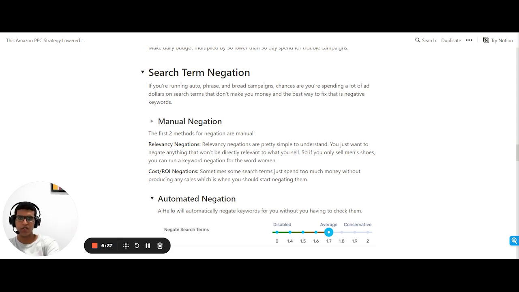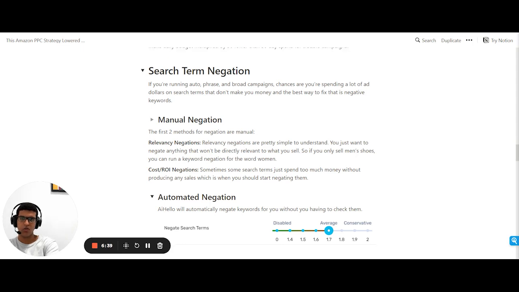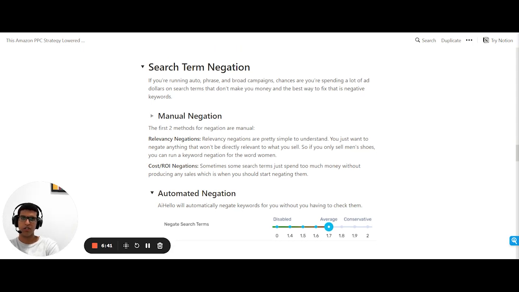Then you have cost slash ROI negation, which is most of the negation work you're going to be doing. This is essentially just going through your search term report and figuring out if you have any search terms that spent too much money and either didn't produce sales at all. So we just negate those right out. Or we can look at search terms that have produced sales, but did it at a very high ACoS. So we can negate those and move them into exact match campaigns and bid on them separately to bring their ACoS down. This is what you can do for manual negation.